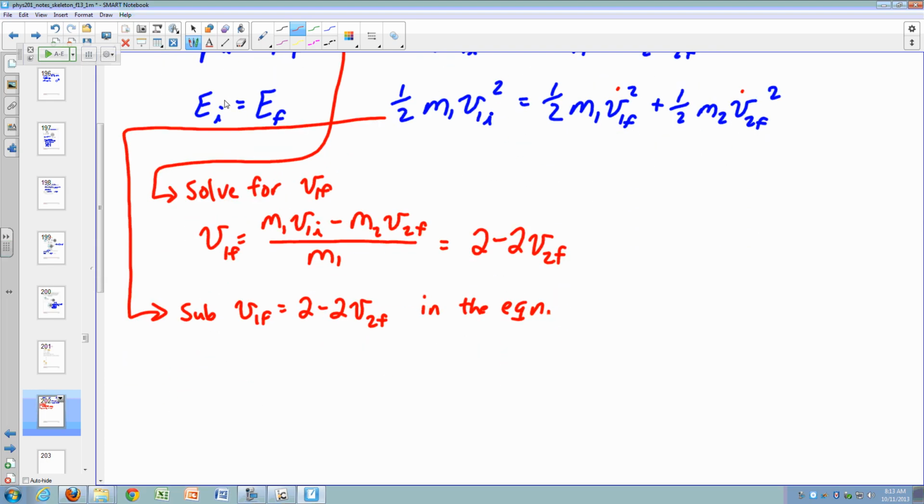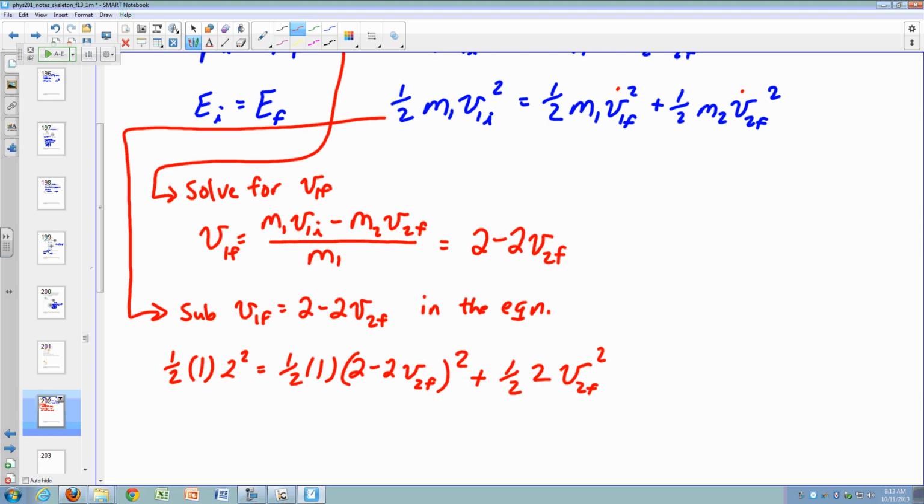And it looks like this. I'm just going to put in the numbers that I know. 1/2 of 1 times 2 squared equals 1/2 of 1 times (2 minus 2 v2f) squared plus 1/2 of 2 v2f squared. I have one unknown there.